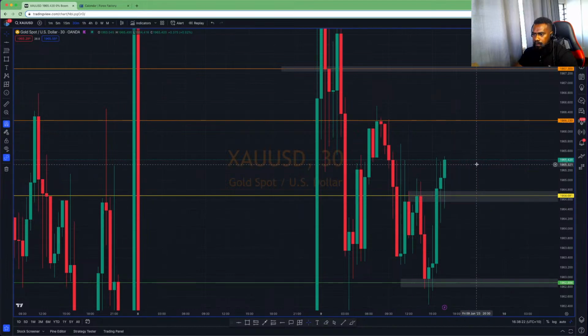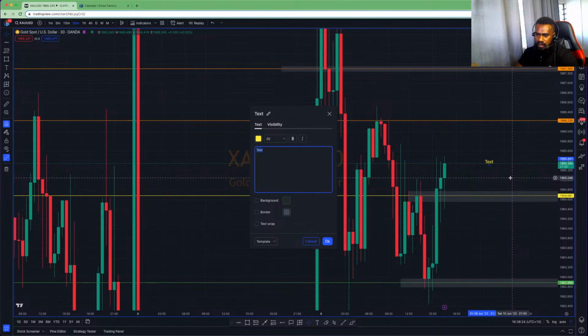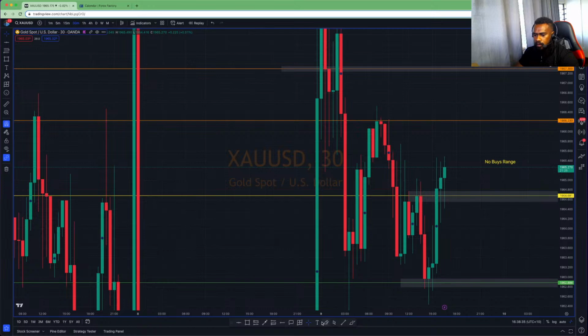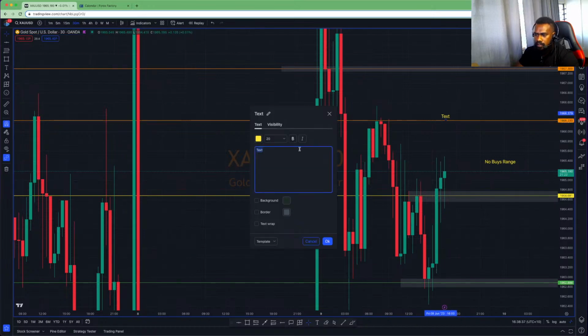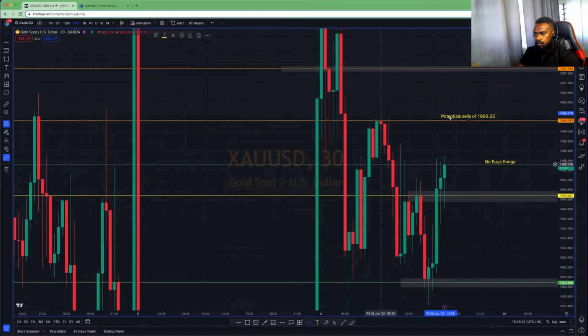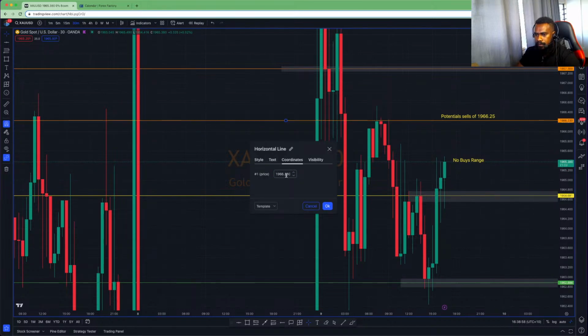So this will be our no buy range. Buys. And we'll have potential sells of 1966, say 1966.25. That's what I'm looking at on the 30-minute time frame.